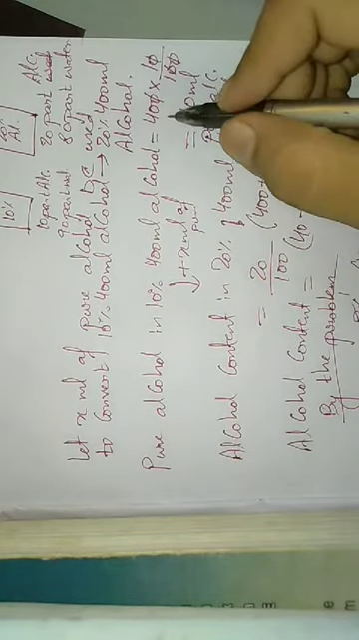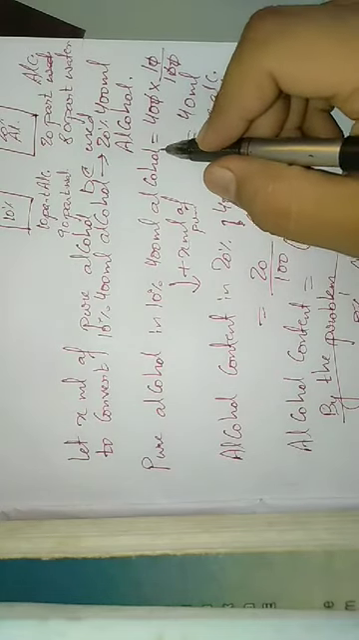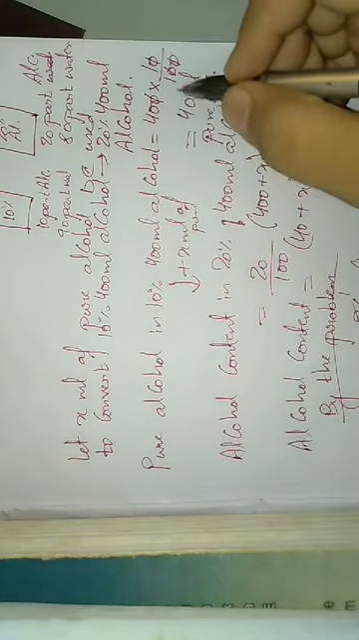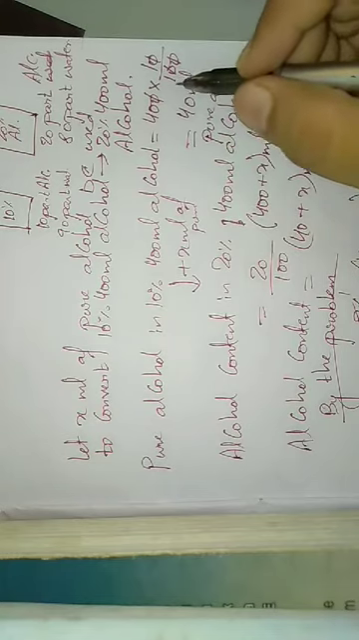Okay, so how much total alcohol is there in the new solution? 40 ml was there previously, plus now 50 ml: 40 plus 50 is 90.